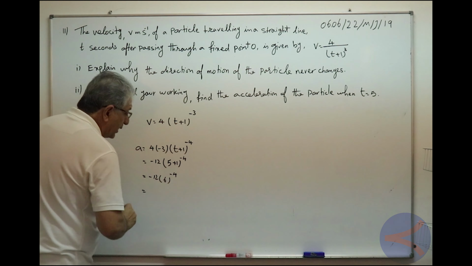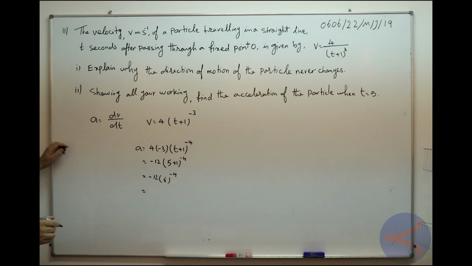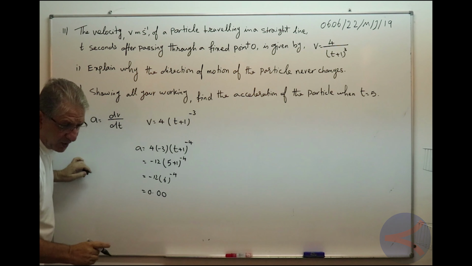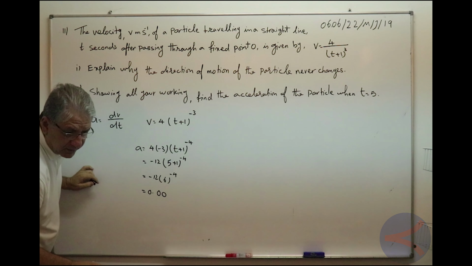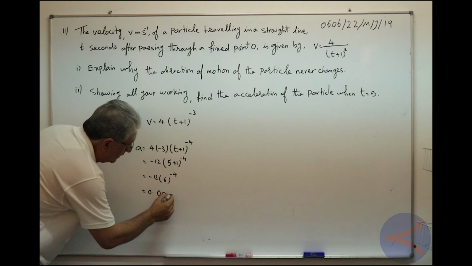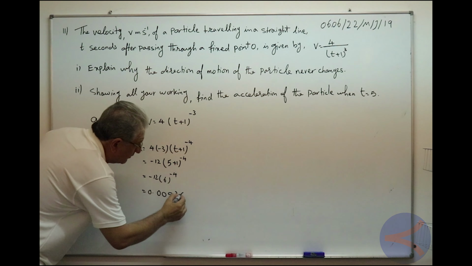You can put this in your calculator. You are going to get negative 0.00, and I got 0.00935 something, which is 6.